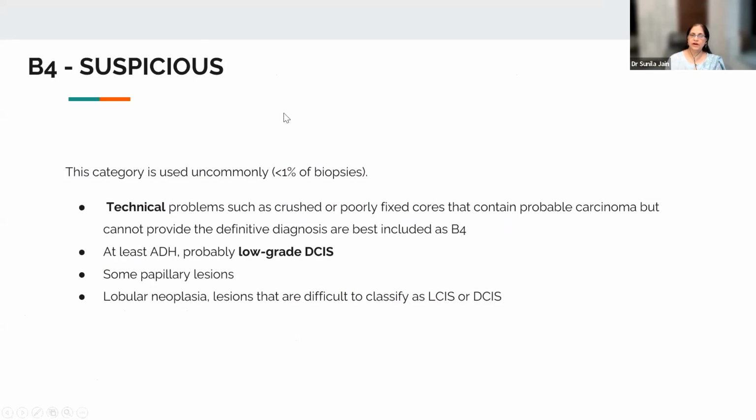The suspicious B4 category is usually applied when we have technical problems, when we are having very crushed or poorly fixed cores. It may also be used sometimes when we are not able to differentiate low-grade DCIS from some of the papillary lesions or some of the low-grade lesions. But this percentage is very few.